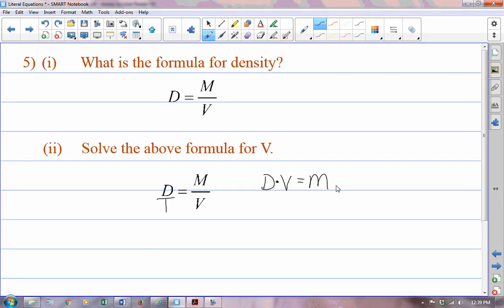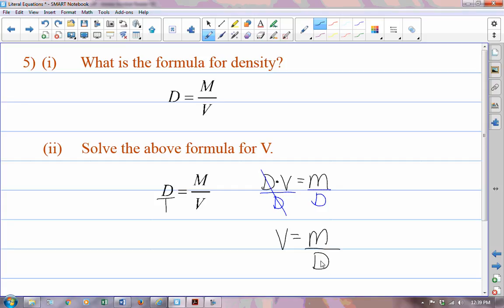Okay, now that V is out of the denominator, all I have to do is divide by D. And when I divide by D, the D's cancel out, and we're left with our variable solved for. V is equal to M divided by D. You might notice what happened with the D and the V. If you notice, all they did was trade places.